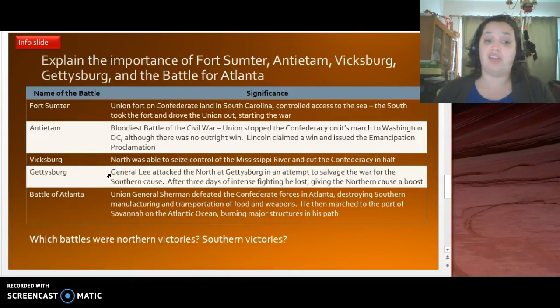Gettysburg was a desperate attack by General Lee to try and keep the war effort going for the South. He attacks the North at Gettysburg, and after 3 days of extremely intense fighting, he loses, and this gives the Northern cause a boost. And then with the Battle of Atlanta, Atlanta was the major hub of Southern manufacturing and transportation, what little there was of it. So Sherman goes down to destroy Atlanta, but really to get the guns, to get the important structures. He burns these, and then he moves on towards Savannah, burning everything in his path. So when you're thinking about the battles, it's important to think about which battles kind of changed the game for the South and which one changed the game for the North.